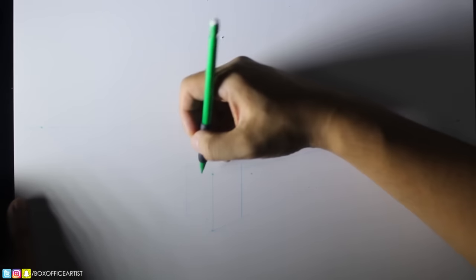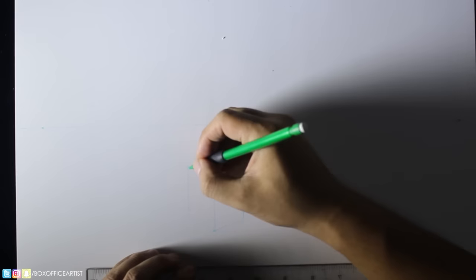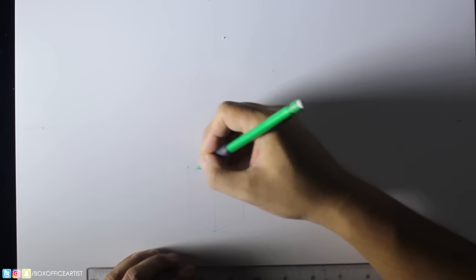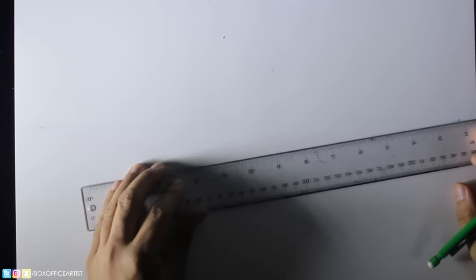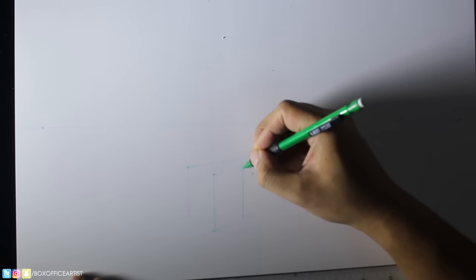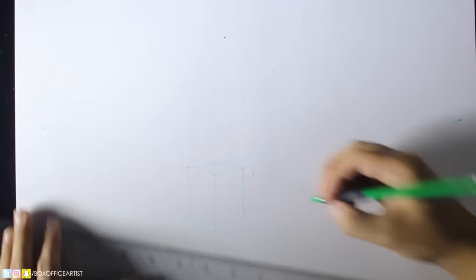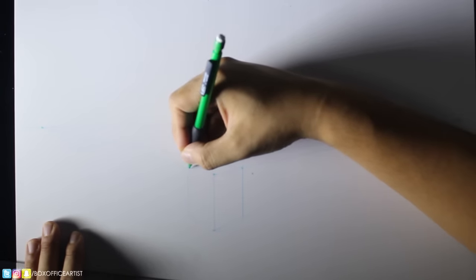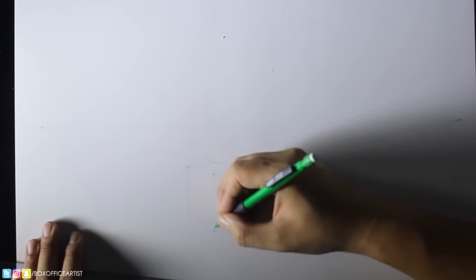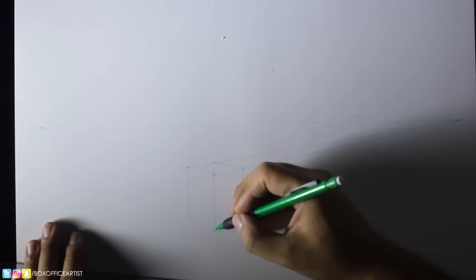Okay, now, in order to draw the top of this particular cube, what I'm going to do is go from this point here, this edge of this plane, and draw a line that goes back to this other vanishing point here. Now I'm going to draw another line that goes from here, back to this vanishing point here. And as you can see now, we have the top of this particular box, okay?